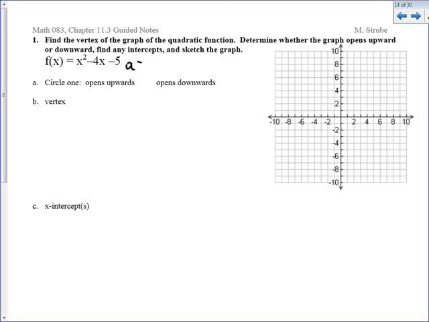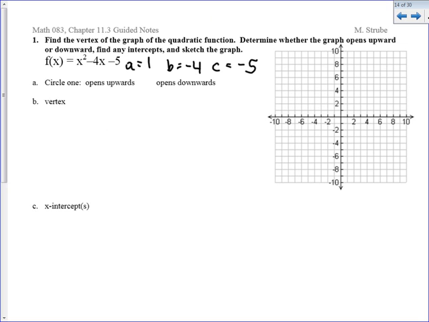So the first thing I like to do is go for my a, b, c, because we're going to need that for some of our formulas. So here I have a, in front of x squared, it's my positive 1. b is in front of x, negative 4. And c is my constant, negative 5.